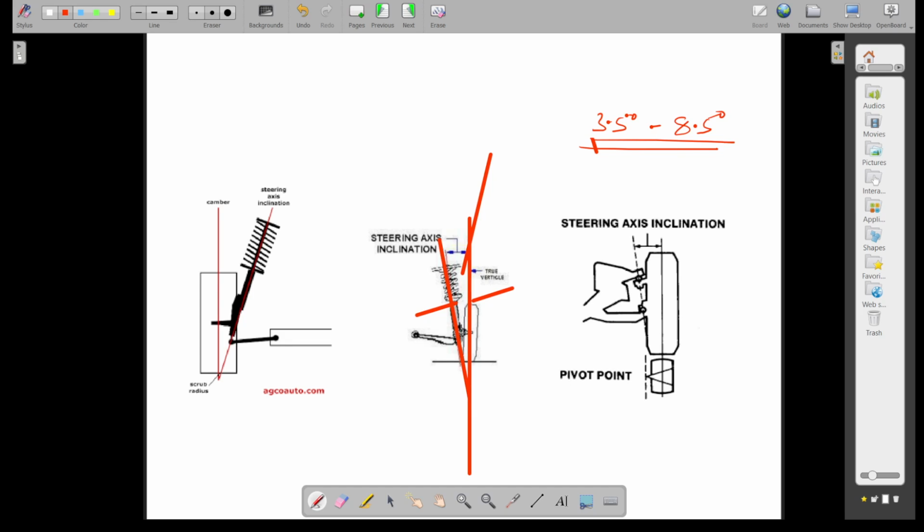And this has a pronounced effect on steering effort and returnability. I am again telling you, if you rotate the steering wheel, it should come back to its position very fast. That is the most important effect of the steering axis inclination. So your steering wheel returns to its position due to the steering axis inclination that is being given.